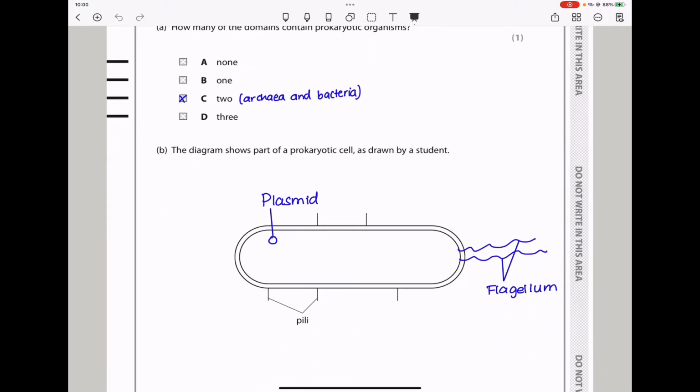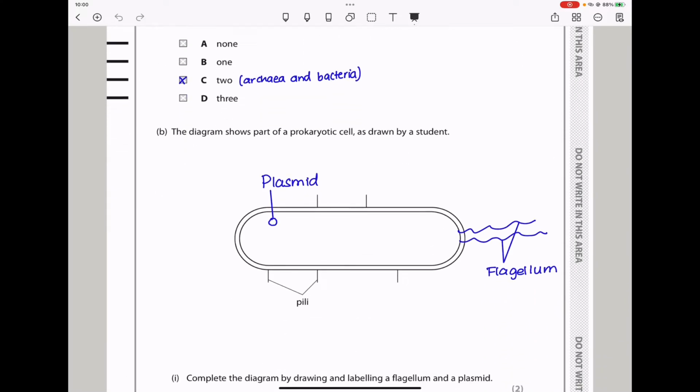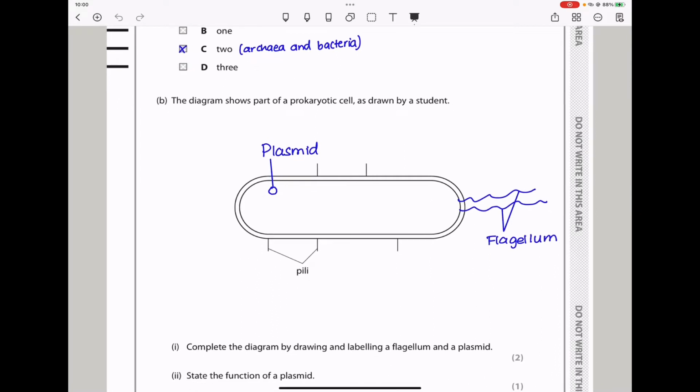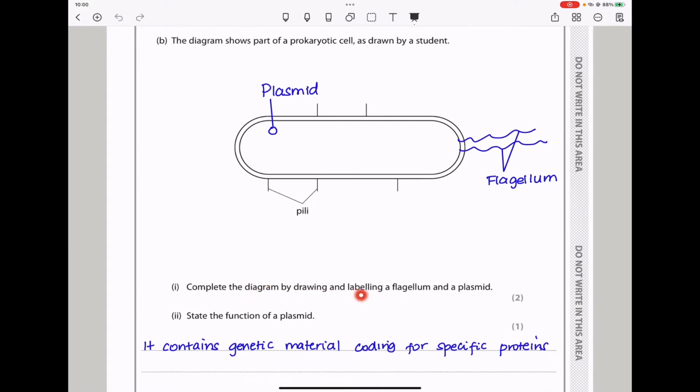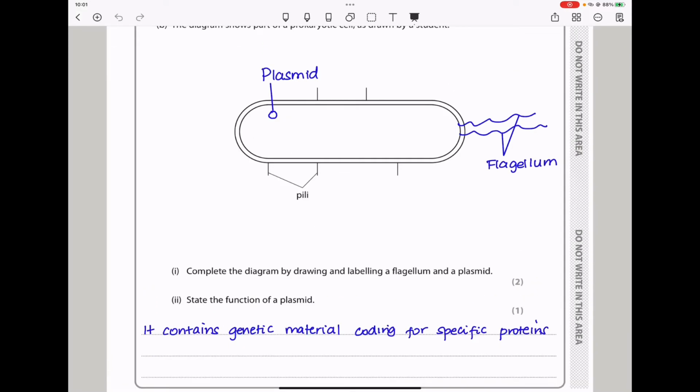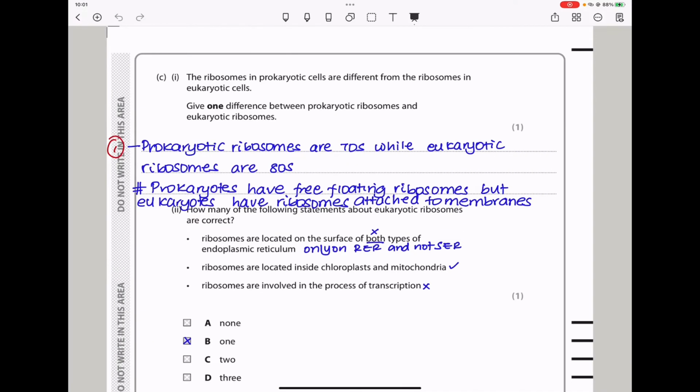Then the next part says, the diagram shows part of a prokaryotic cell as drawn by a student. So they've labeled for us the pili, and they say complete the diagram by drawing and labeling the flagellum and a plasmid. Flagellum, we can see that, and then the plasmid, I put it inside, which is going to be labeled there as well. The next part says, state the function of a plasmid. A plasmid contains genetic material that is used for synthesis of proteins.